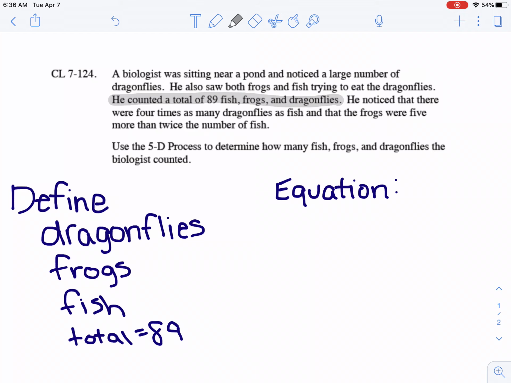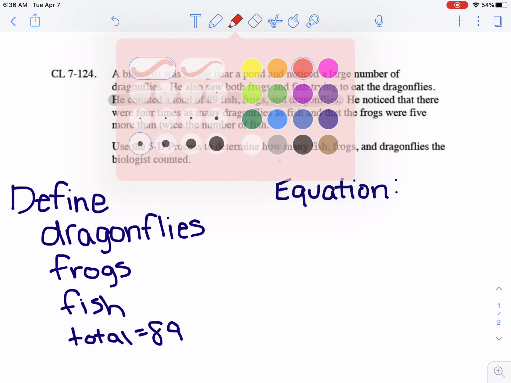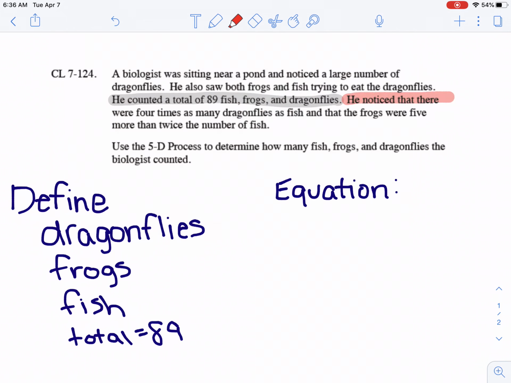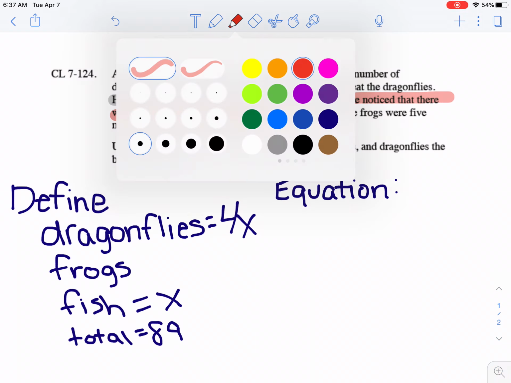He noticed that there were 4 times as many dragonflies as fish. So which one do we need to get first? He noticed there were 4 times as many dragonflies as fish. So fish is going to be your x, and there was 4 times the amount of dragonflies. Okay?